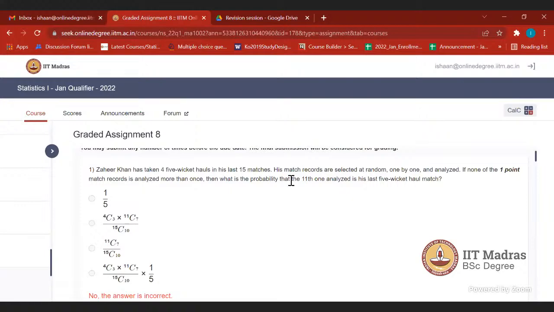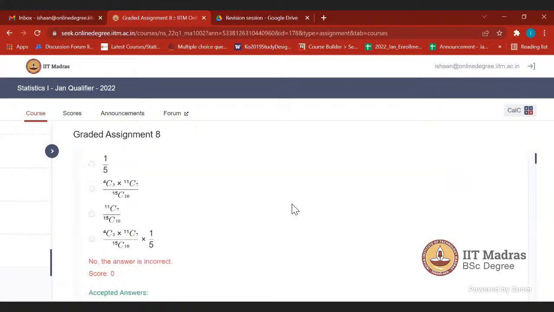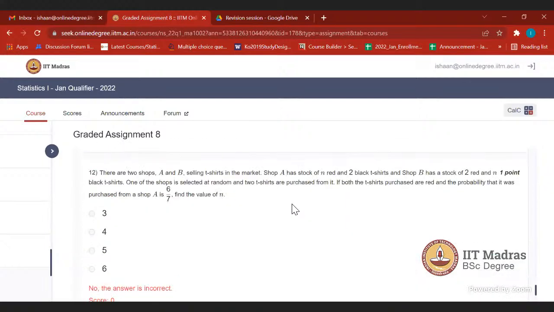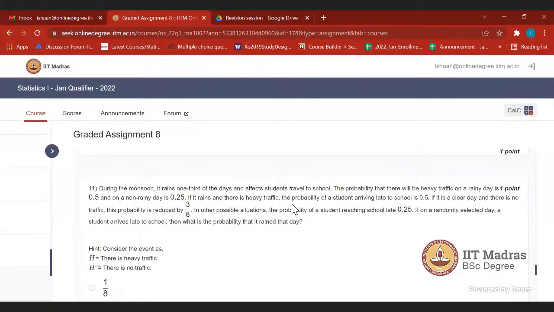Sir, could you please go to question 11? Question 11 and 12. Okay, how did you approach this one? I'm actually confused about the tree diagram. How did you draw it? What all possibilities did you take? Because I have done this question 3 times already in the previous sessions.